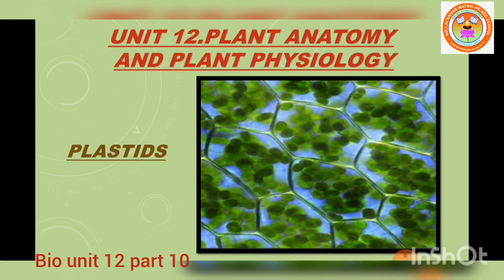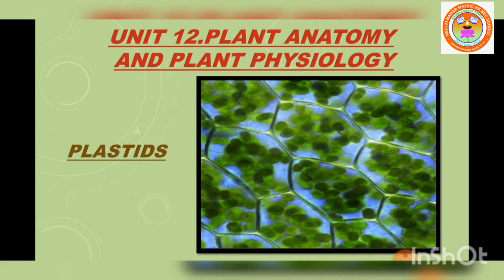Regarding plant physiology, today we are going to discuss one important organelle, plastids. Plastids are double membrane bound organelles found in plants and some algae. Plastids are present only in plants and are absent in animals.